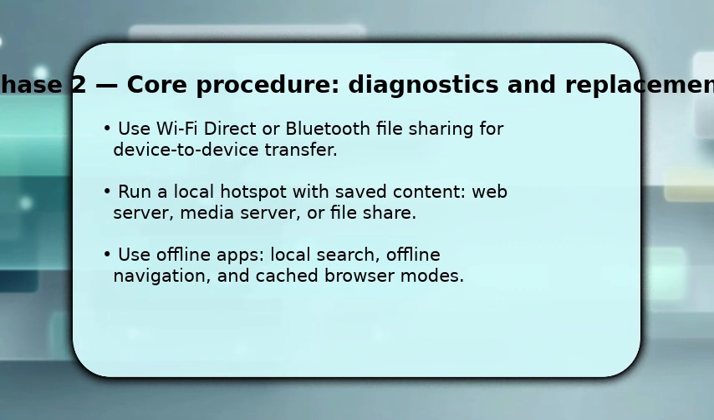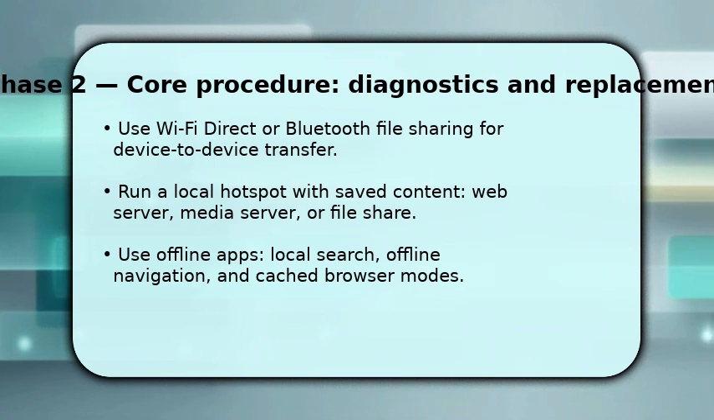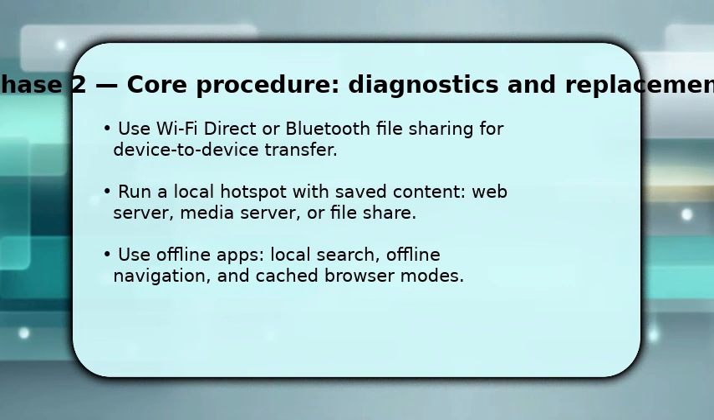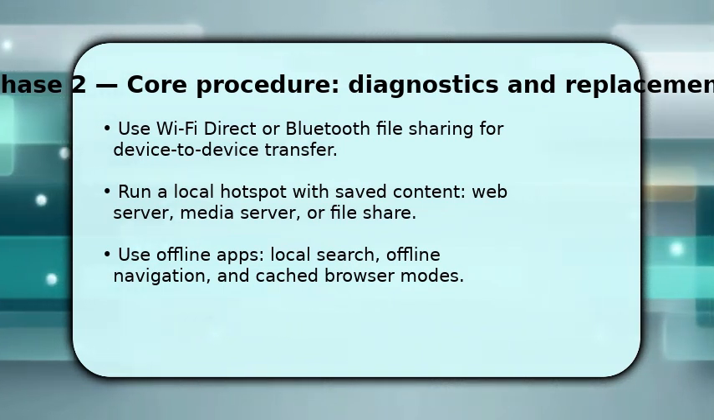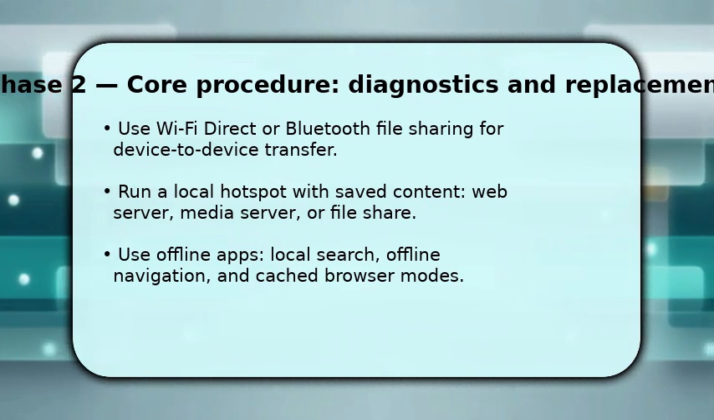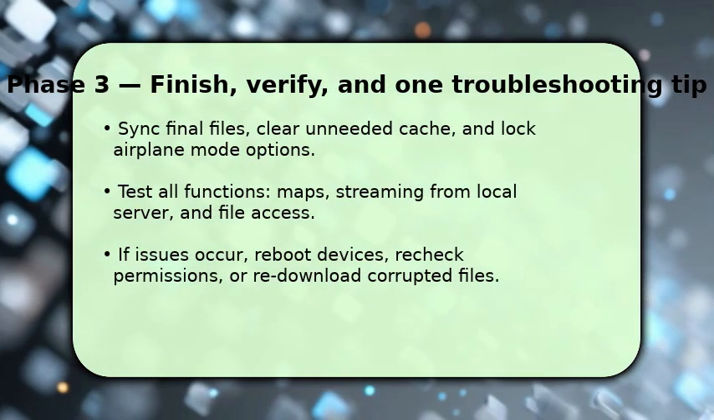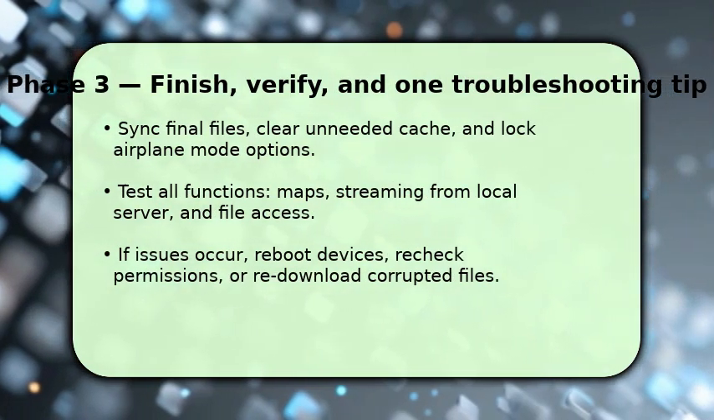Install apps that index local files for fast search, and make sure offline map apps are set to internal storage. While you configure, verify device permissions and test streaming from your local server, so playback is smooth without any live connection. Finally, complete the process by syncing remaining files and pruning caches to save space.